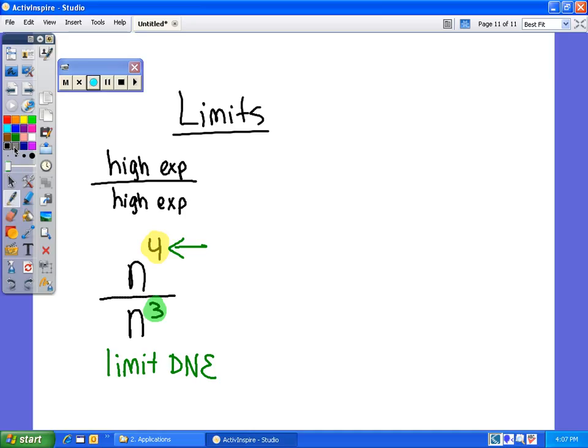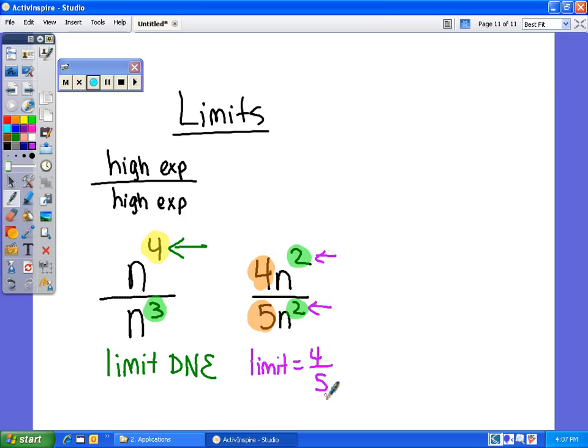Alright, so we have the case where the exponents are the same, and that means that your answer for this limit would be based on the asymptotes that you should have remembered from Unit 4. Alright, the last case.